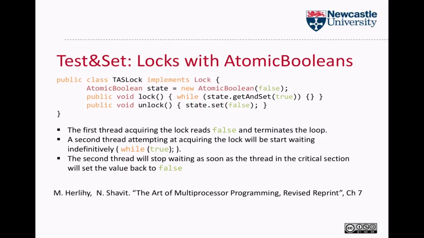It is going to get the value, and the value is going to be true, and it is trying to set a value which is also true, and as a consequence, it is going to wait indefinitely while the other process goes inside the critical section. And that is actually what is explained in here.